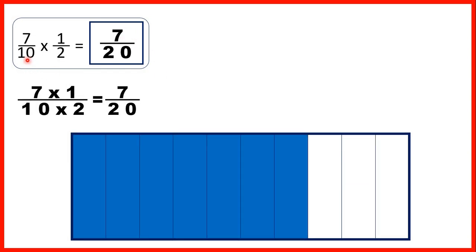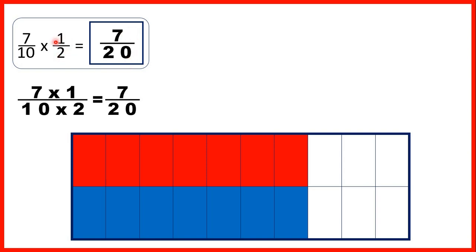Finally, we had 7/10 times 1/2. So we can show 7/10 on our fraction bar, and times 1/2 means we only want half as much as 7/10. So if we split our 7/10 in half, you can see that our fraction bar is now split into 20 pieces altogether, and we have 7 of those pieces in red, so our answer is 7/20.